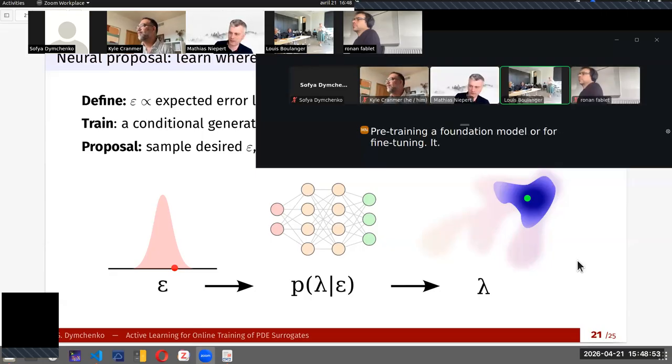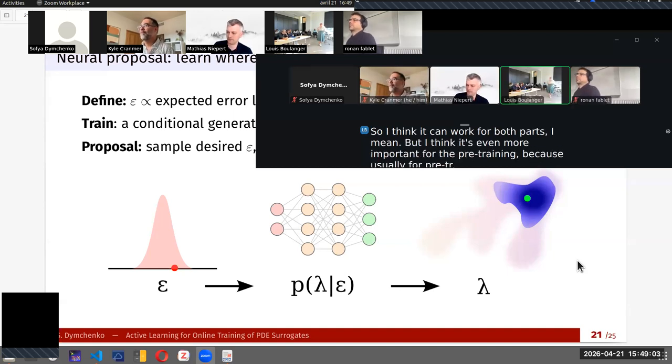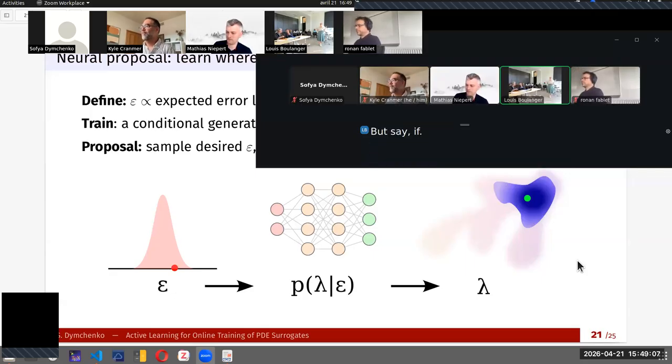So I think it can work for both parts. But I think it's even more important for the pre-training, because usually for pre-training you need really a lot of data of different types. Let's say you want to train a model which is pre-trained on diffusion and, I don't know, Kuramoto-Sivashinsky, both of them. Probably not necessarily the case, but let's say you don't want to have 100 samples of diffusion and 100 samples of Kuramoto-Sivashinsky.